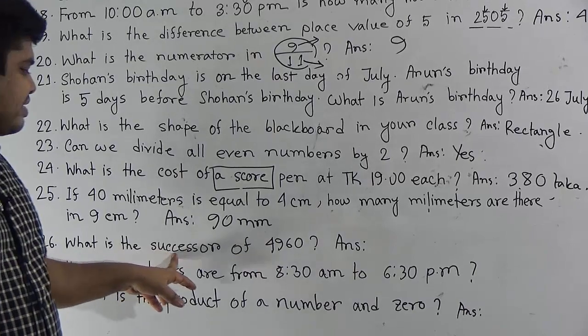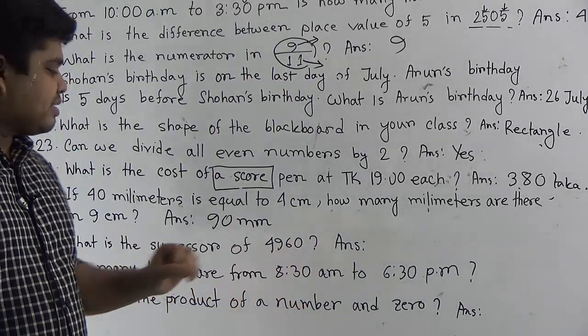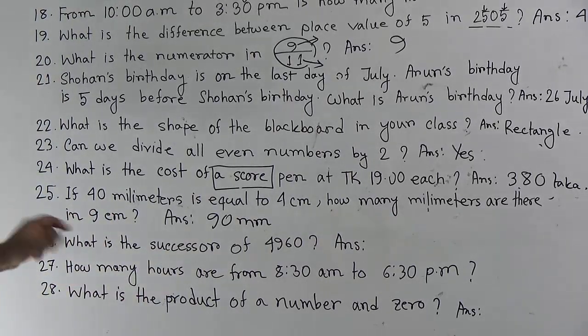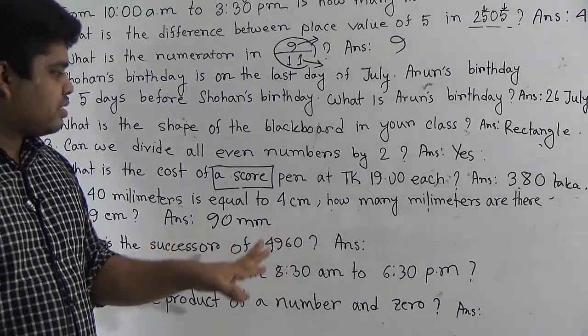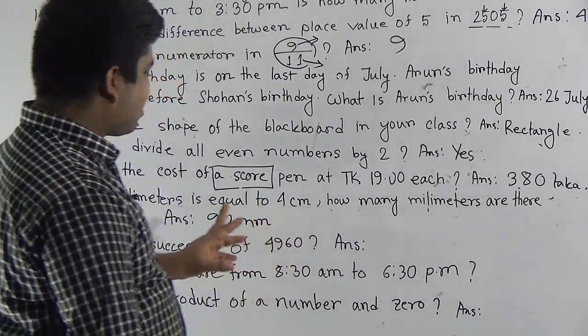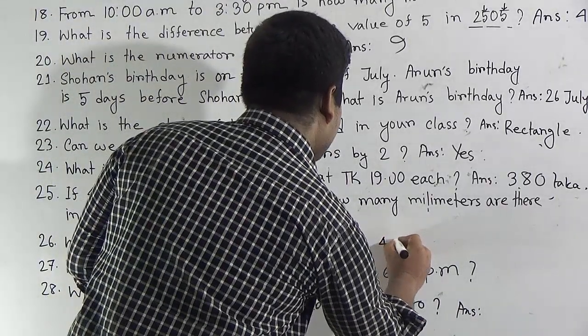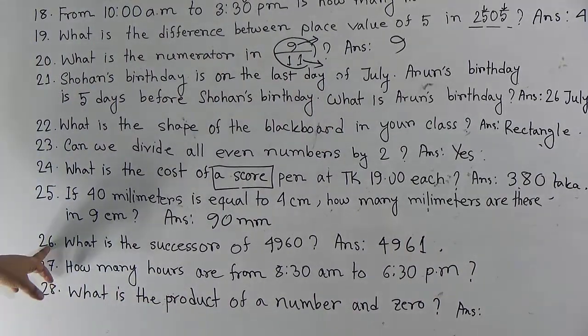What is the successor of 4960? Successor means the next number. What is the next number of 4960? It is so easy. The successor of 4960 is 4961. Okay. Question number 26 is done. Then we shall solve question number 27.